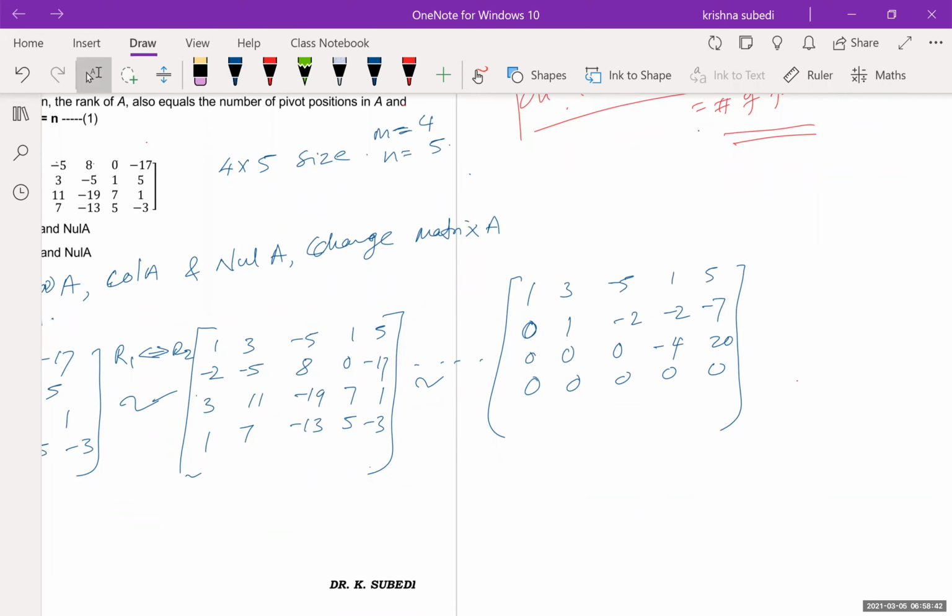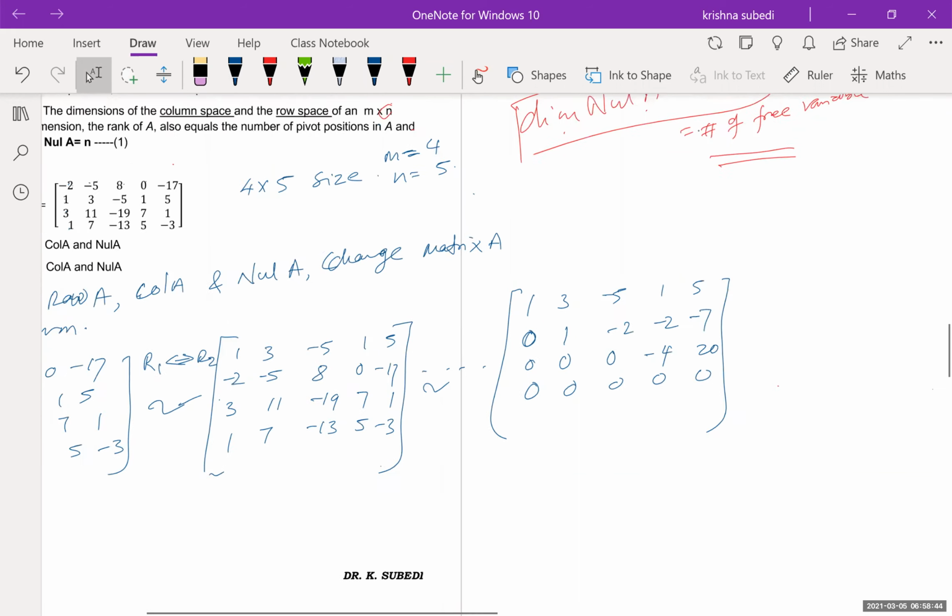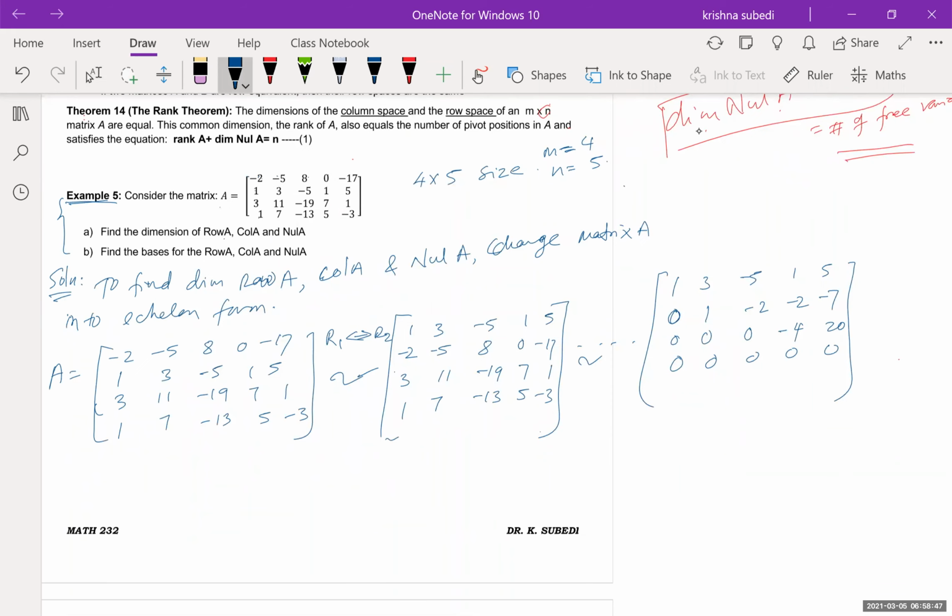And now part A, we need to find, okay, let me answer part A. Find the dimension of row A. So dimension of row A equals, remember, dimension of row is number of pivot columns, which means number of basic variables.